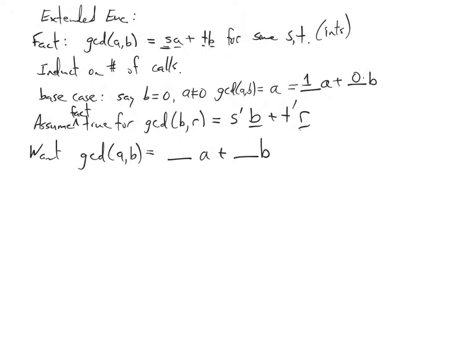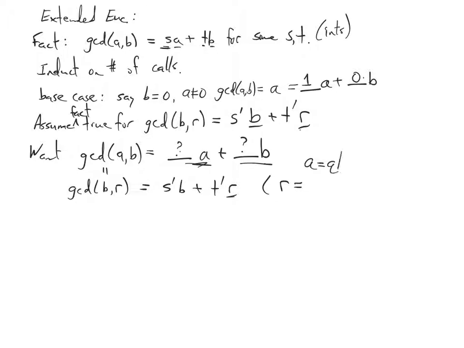So this just turns out to be some simple algebra. What do we know? We know that this is equal to the GCD of B and R. So the GCD of A and B is equal to S prime B plus T prime R. But we'd like that to be a combination of A and B, right? So we want to get rid of the R. What do we know about R? As always, we have A equals QB plus R, so R is equal to A minus QB.